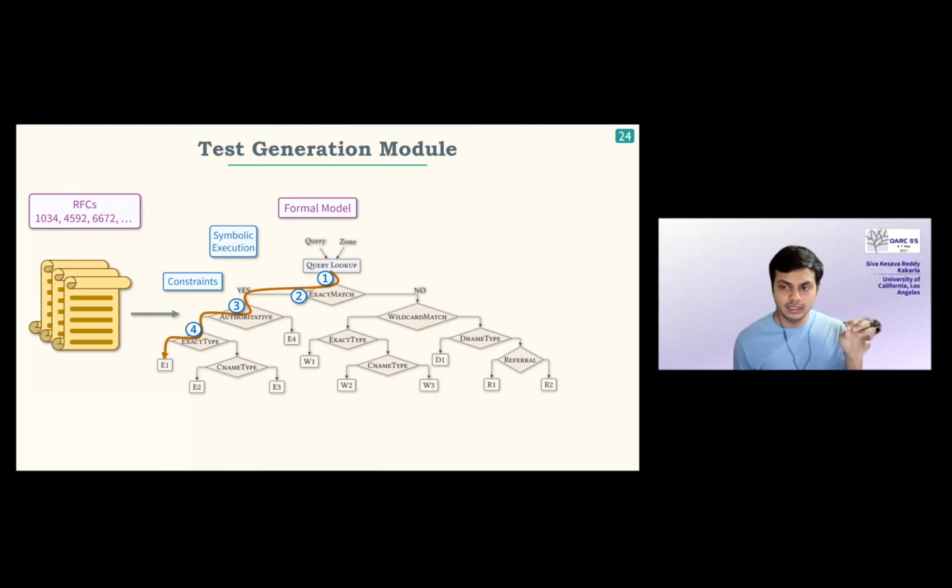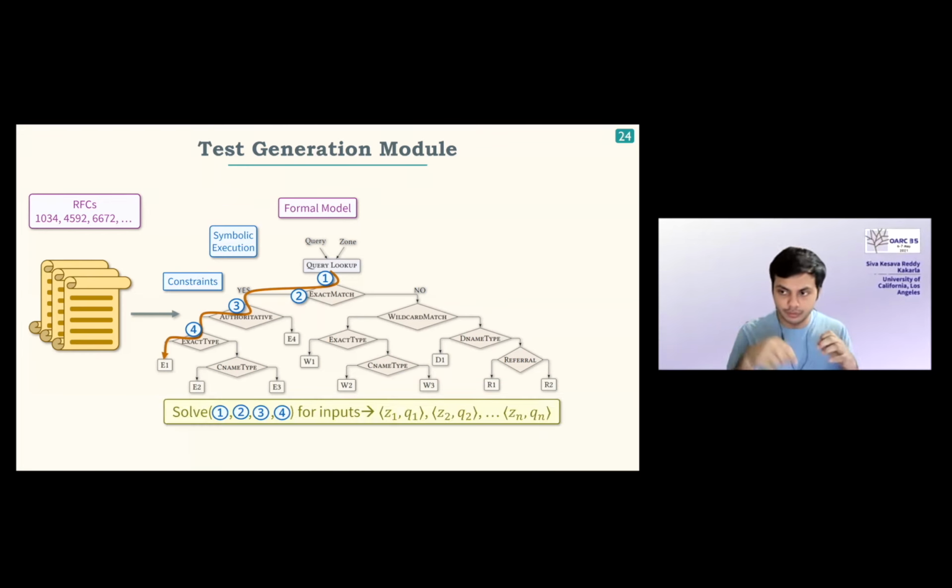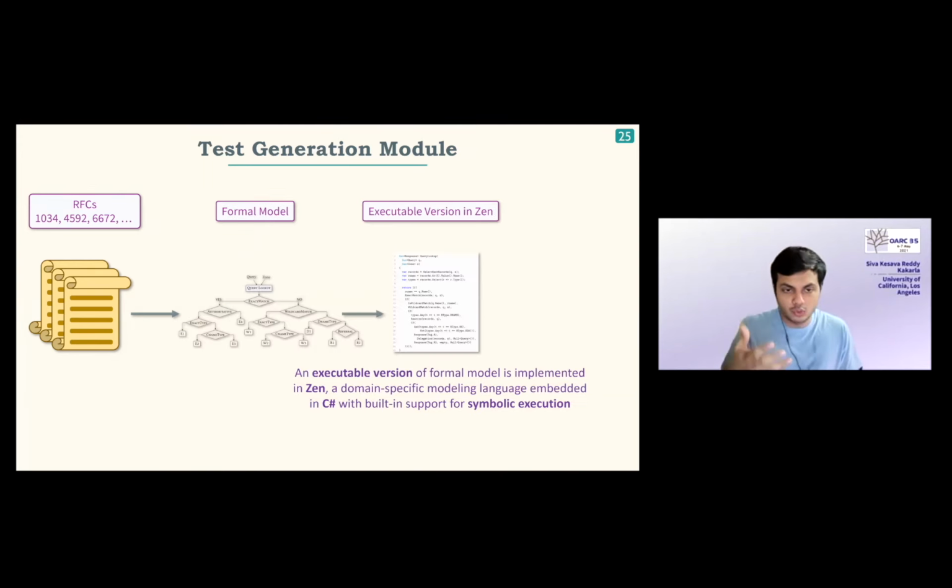And now we put these constraints into an automated constraint solver to produce an input that will take each enumerated path, thereby generating tests that cover many different program behaviors. To actually do the symbolic execution on the mathematical model, we made an executable version of the formal model, implemented in Zen, a domain-specific modeling language embedded in C# with built-in support for symbolic execution. So we took the RFCs, built a mathematical model first, and then converted it to an executable model. Now we symbolically execute the model to generate the test cases. The test cases are basically a pair of zone file and a query.